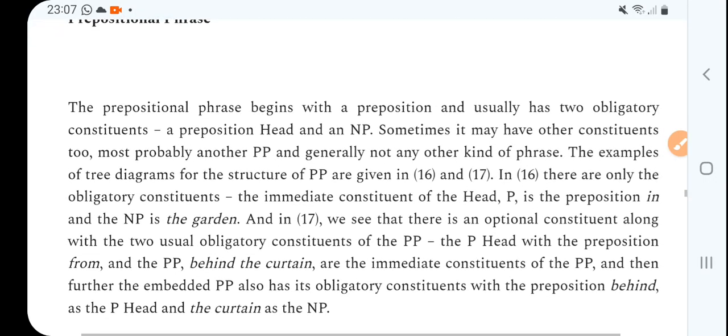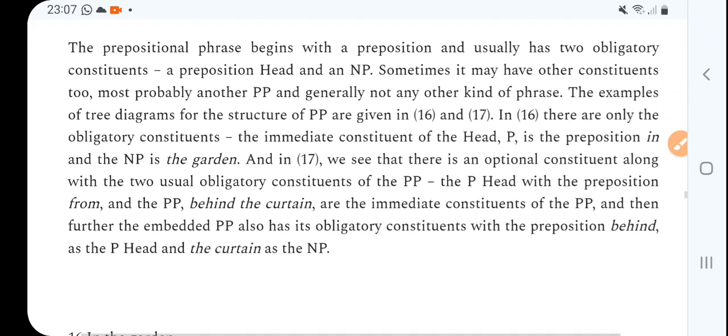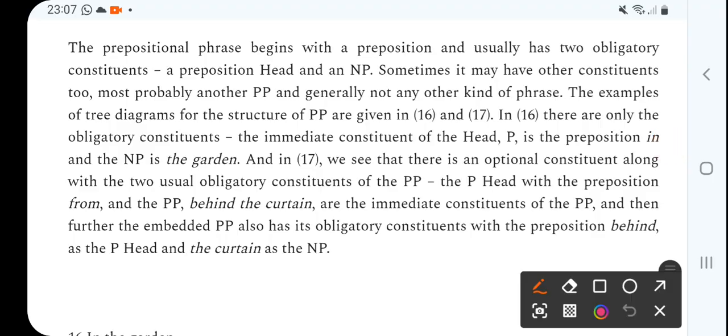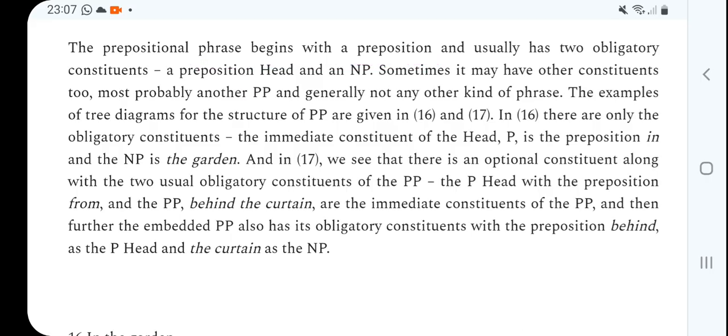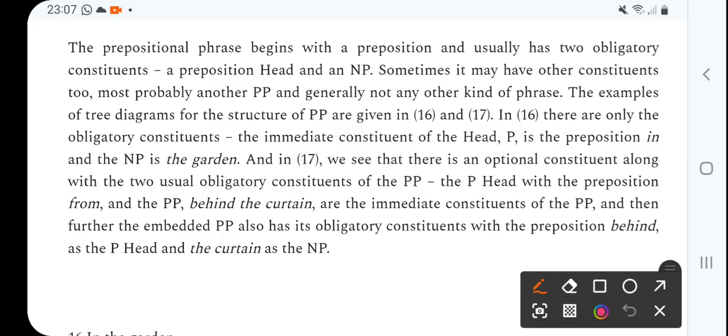Now let us see the prepositional phrase. A prepositional phrase begins with a preposition. That is very important. The phrase begins with a preposition and usually has two obligatory constituents: the preposition as head, and a noun phrase.